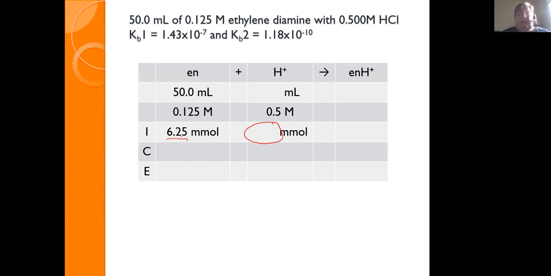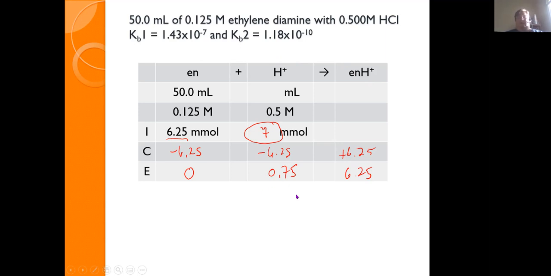So say we had added 7 millimoles to our titration at this point. Then we would say, okay, now the ethylene diamine is the limiting reagent. So we do -6.25 here and -6.25 here and +6.25 here. And so we'd have zero and zero, 0.75, and we'd have 6.25. What we find here is we now have a mixture of the amphiprotic version of ethylene diamine and we have strong acid left, right? We still have 0.75 millimoles of strong acid left.